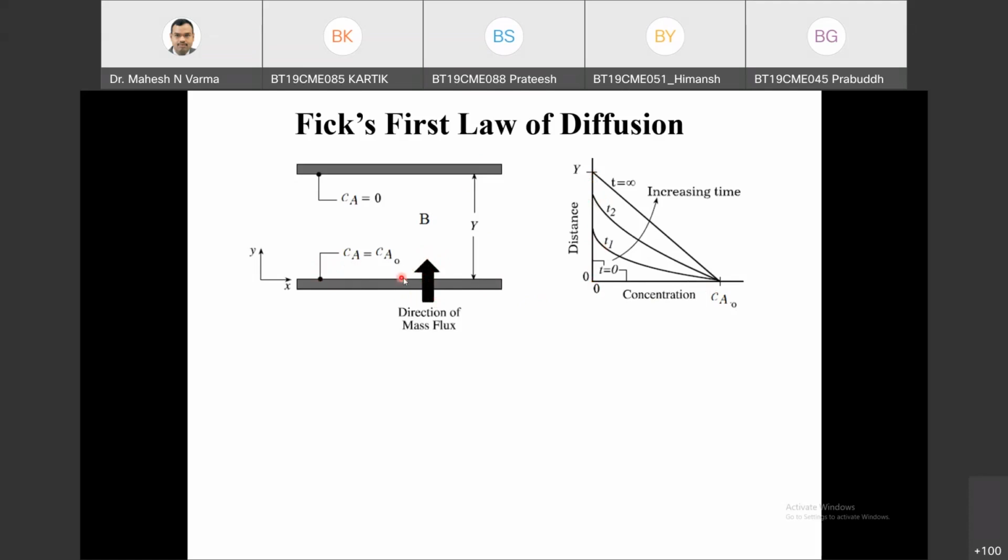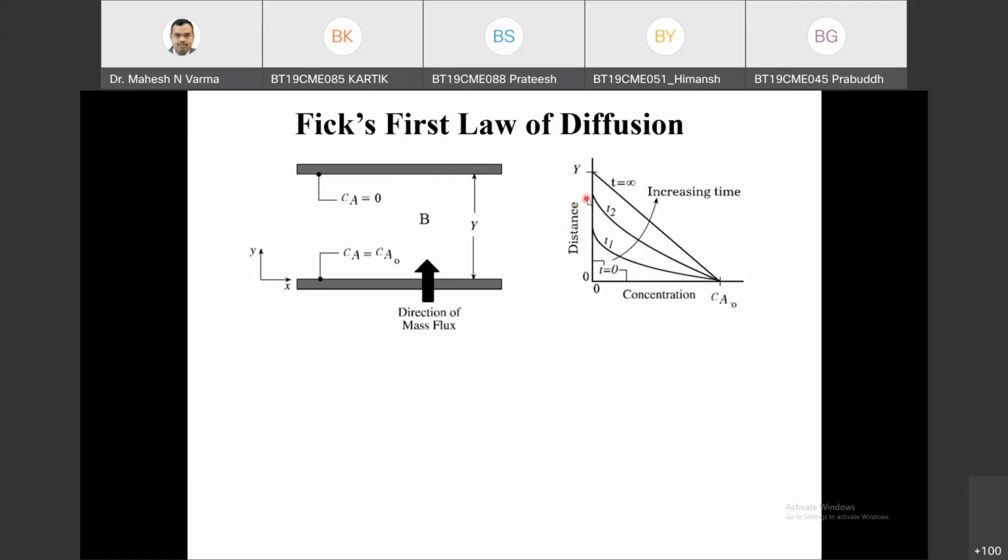So slowly there will be an increase in concentration in this region at time t equals t1. Say the molecules have diffused till this point. So what is happening? Here concentration is 0. Then slowly this concentration will increase and reach Ca0, and I will get this concentration profile. Here concentration is 0, 0, 0 till here, because A has diffused till this point, and thereafter concentration increases and reaches Ca0 at y equals 0. This is at time t equals t1.